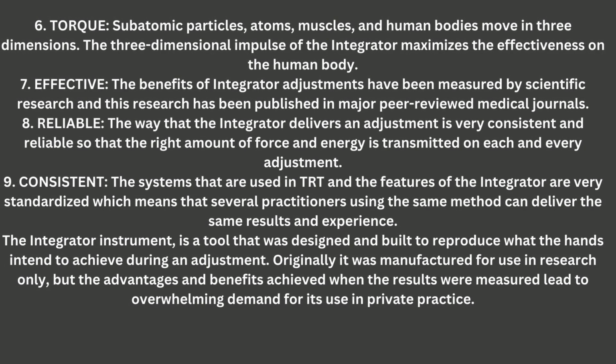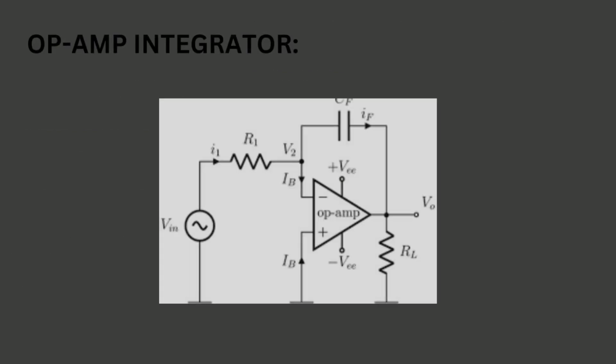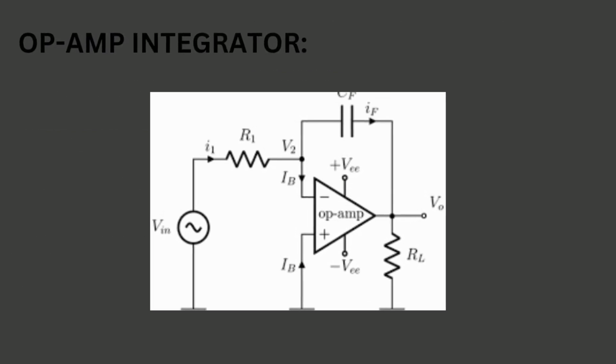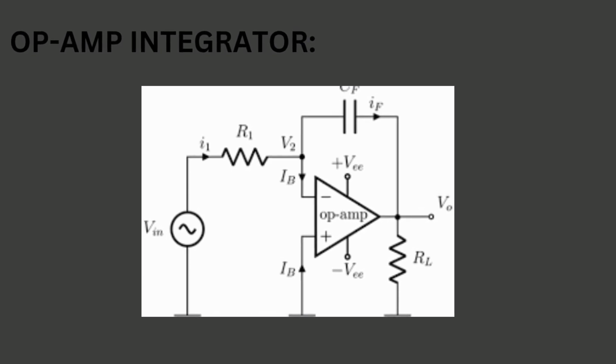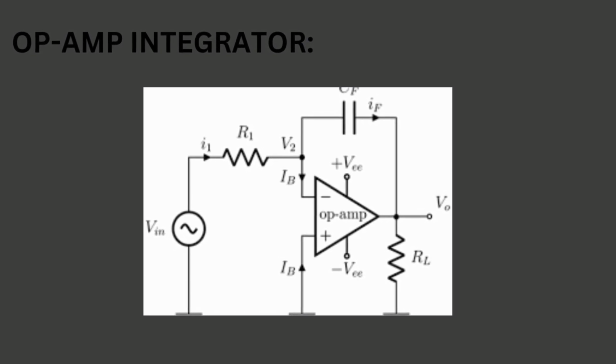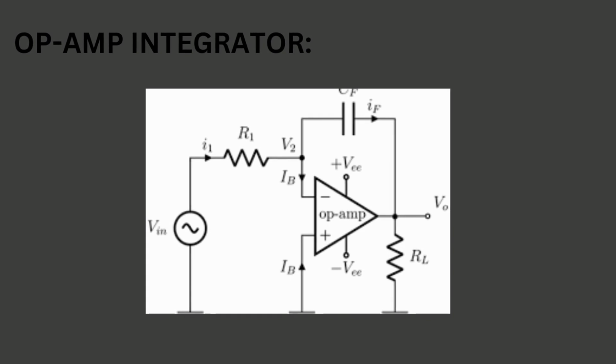Then the benefits of the integrated adjustments have been measured by scientific research. Reliable: the way that the integrator delivers an adjustment is very consistent. Consistent: the systems that are used in TRT and the features of the integrator are very standardized. This is an image of the op amp integrator, and it's an instrument or tool that was designed and built to reproduce what the hands intend to achieve during an adjustment.